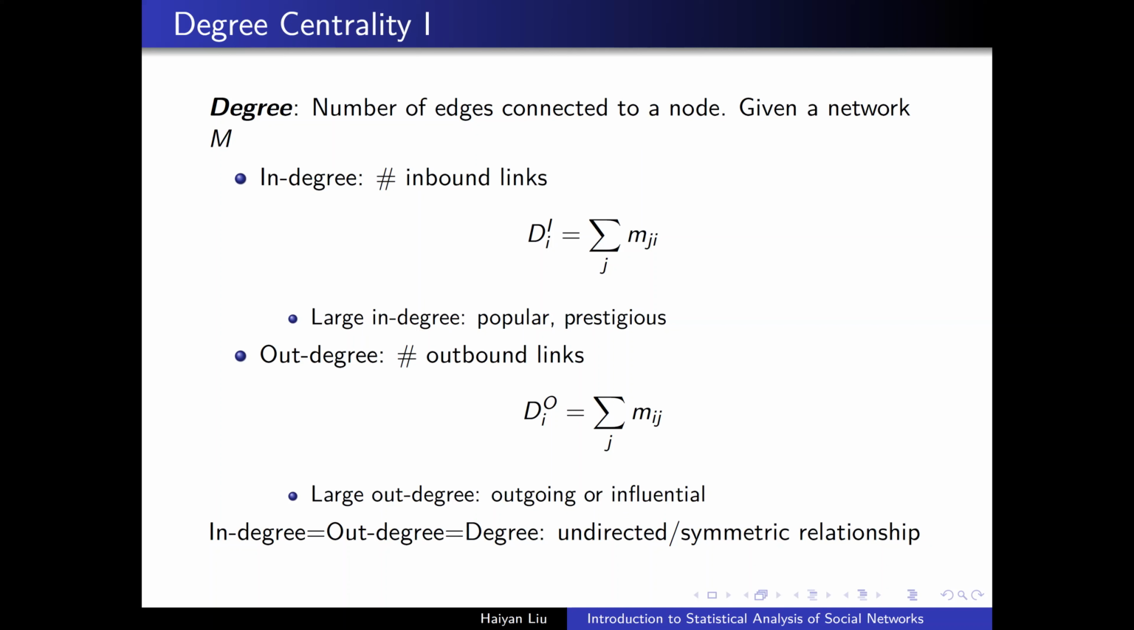Now, out-degree is really about how many connections starting from the node we are interested in go to other nodes. Basically, it's how many friends I think I have. So this describes how outgoing or how influential a student is. Now, in-degree and out-degree will become the same in an undirected network. Basically, if the relationship has no direction, then in-degree and out-degree will become the same.